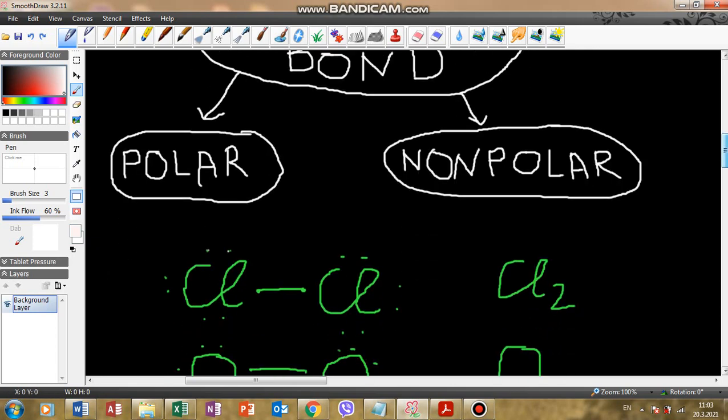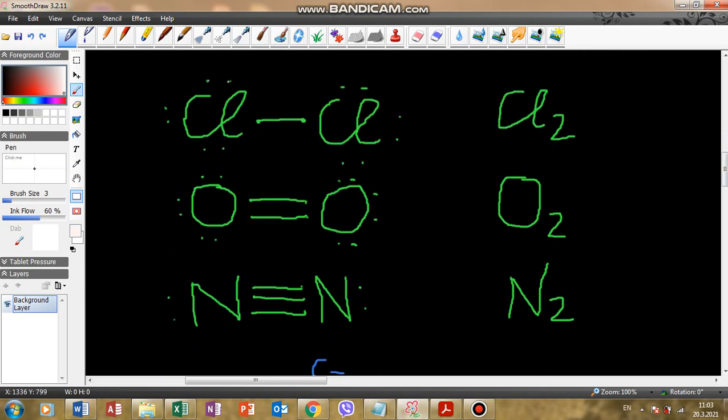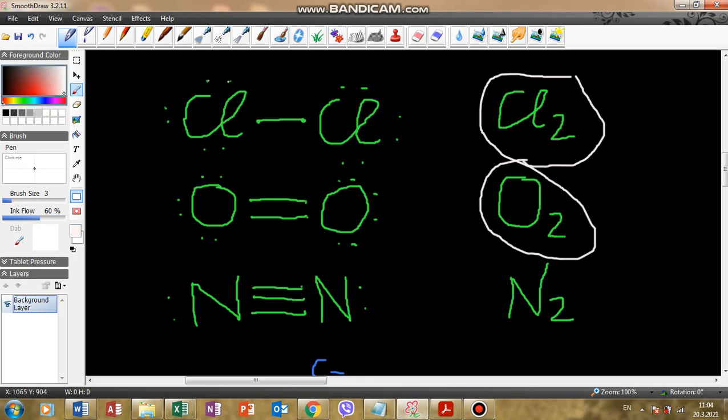I'm going to show you some examples of non-polar covalent bond first. These dots represent the electrons, and we have three examples of non-polar covalent bond. First of all, I have to say that covalent bond is a molecular type of bond. So we have molecules here: chlorine molecule, oxygen molecule, and nitrogen molecule.